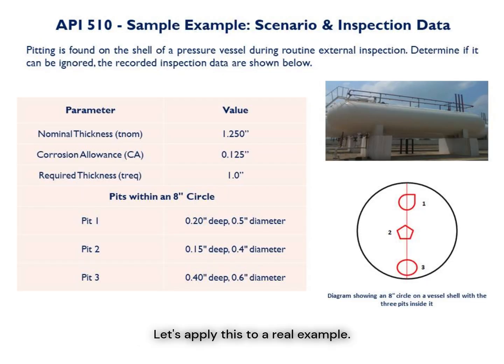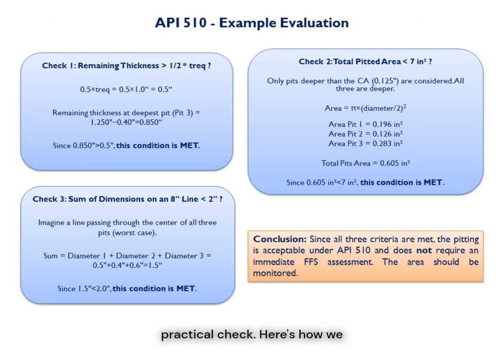Let's apply this to a real example. Imagine we find pitting on a vessel's shell during a routine inspection. The vessel has a nominal thickness of 1.25 inches, with a corrosion allowance of 0.125 inches, and a required thickness of 1 inch. Within an 8-inch circle, we spot 3 pits, depths ranging from 0.15 to 0.4 inches, and diameters from 0.4 to 0.6 inches. Our job is to see if these pits meet the API 510 acceptance criteria or if further evaluation is needed. This sets the stage for a practical check.